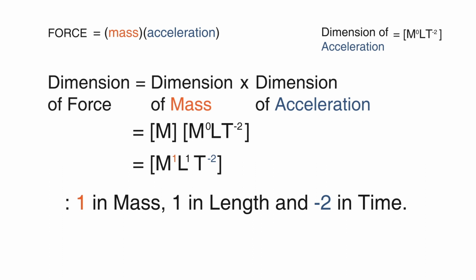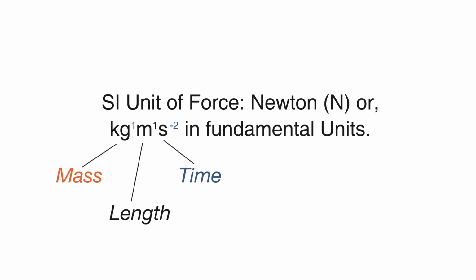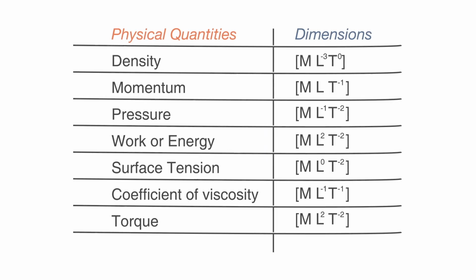You can also find the dimension if you know the SI unit of a physical quantity in fundamental units. For example, force has SI unit Newton or kg meter per second square in fundamental units. Since kg represents mass, meter represents length and second represents time, the dimension of force can be written as MLT^-2. Similarly, here are the dimensions of some important physical quantities. Please practice them, because practice makes a man perfect.